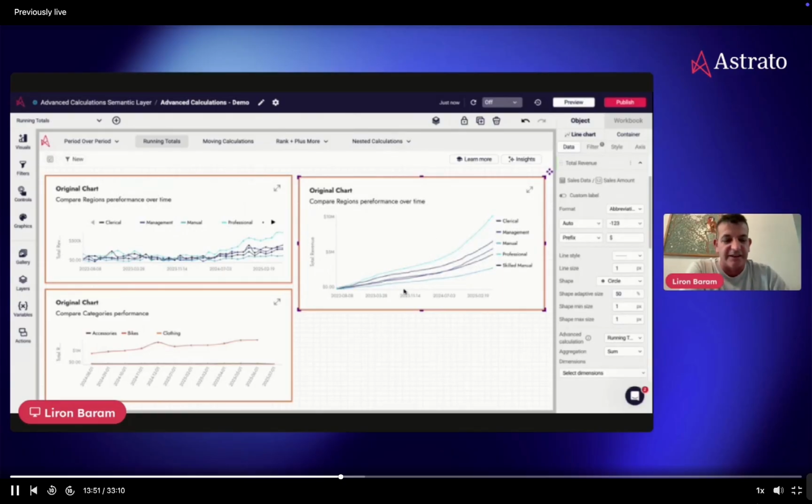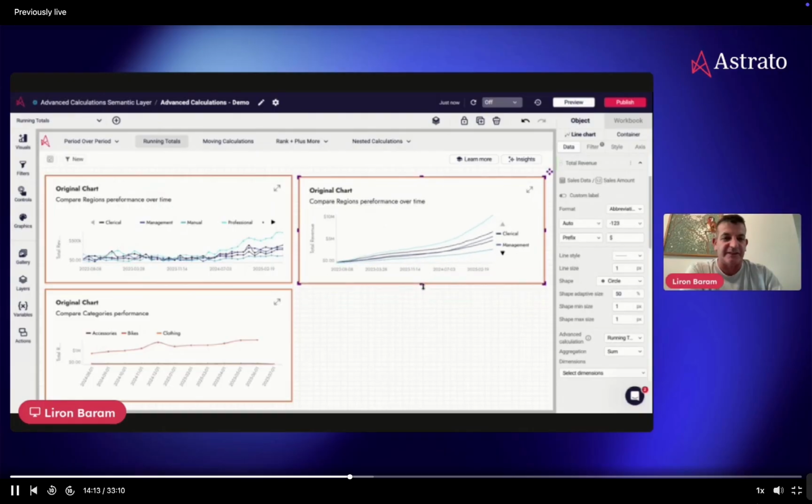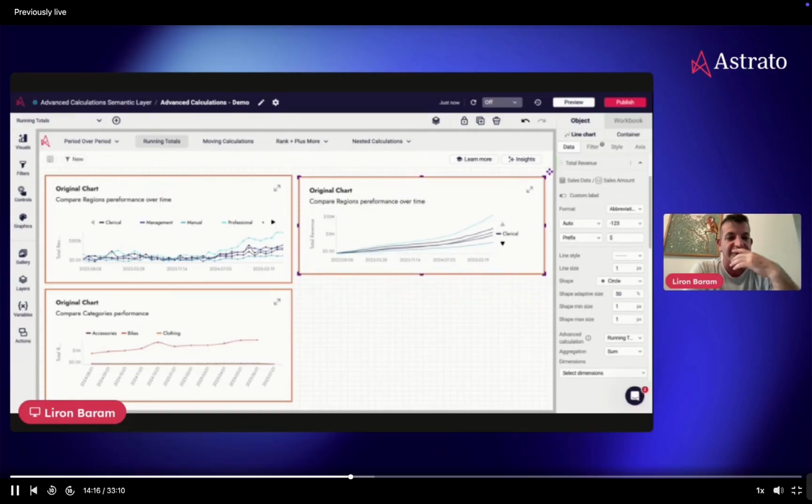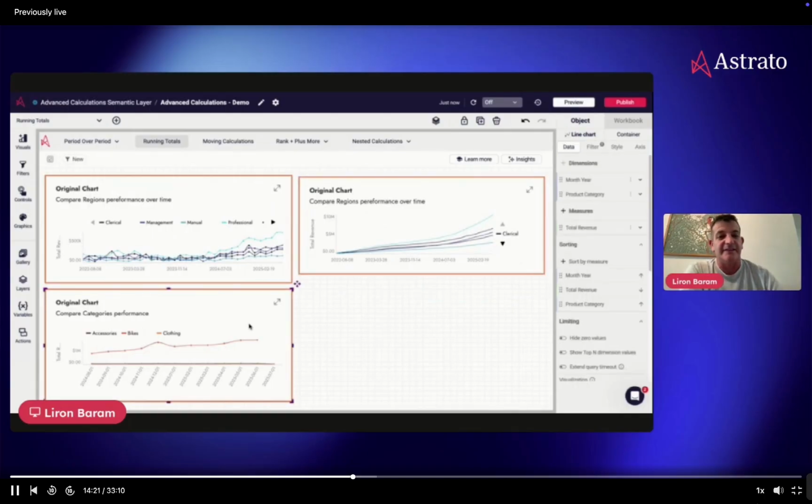Now it's easier to identify which customer group has contributed most, and we can see that this one, not just that it contributes most, the growth pace in the last half a year has been much faster than other groups. So this is where running total is better than just looking at the values, because it's easier to identify changing growth pace.